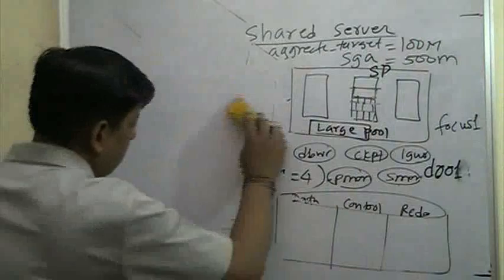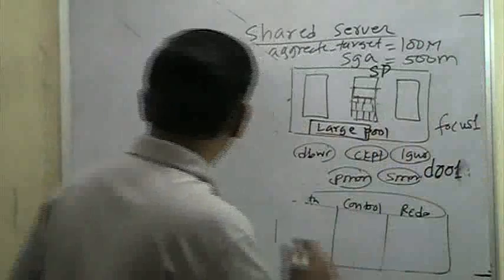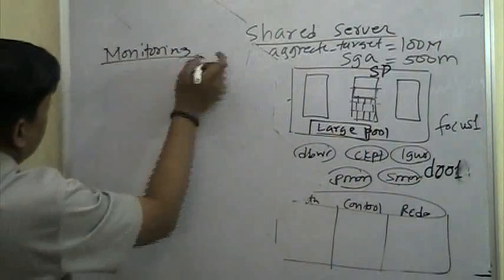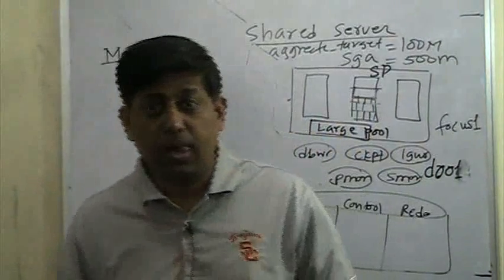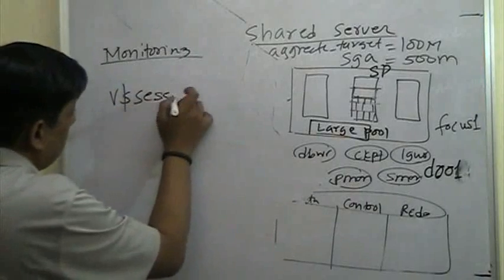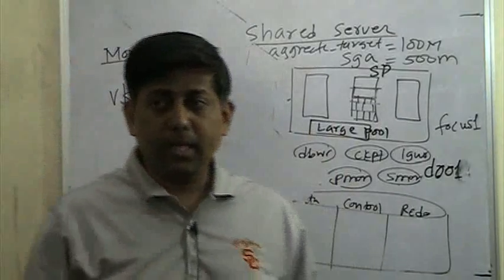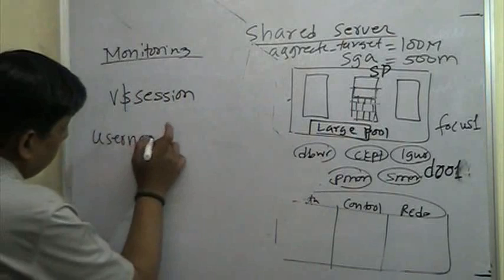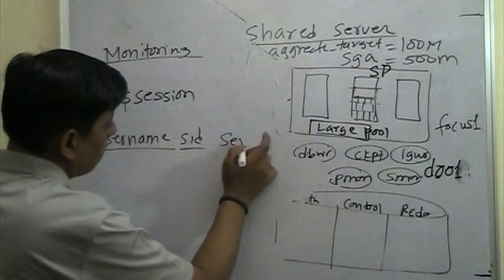Now the next thing is how to see it in action, or monitoring. Monitoring is how you see how many people are connected to what. Let us say now in V$SESSION, if 100 users are connected, you will see 100 rows in V$SESSION. There is a column called the server column. Obviously there is a username, a SID, a serial number, all those things are there, and there is a column called server.